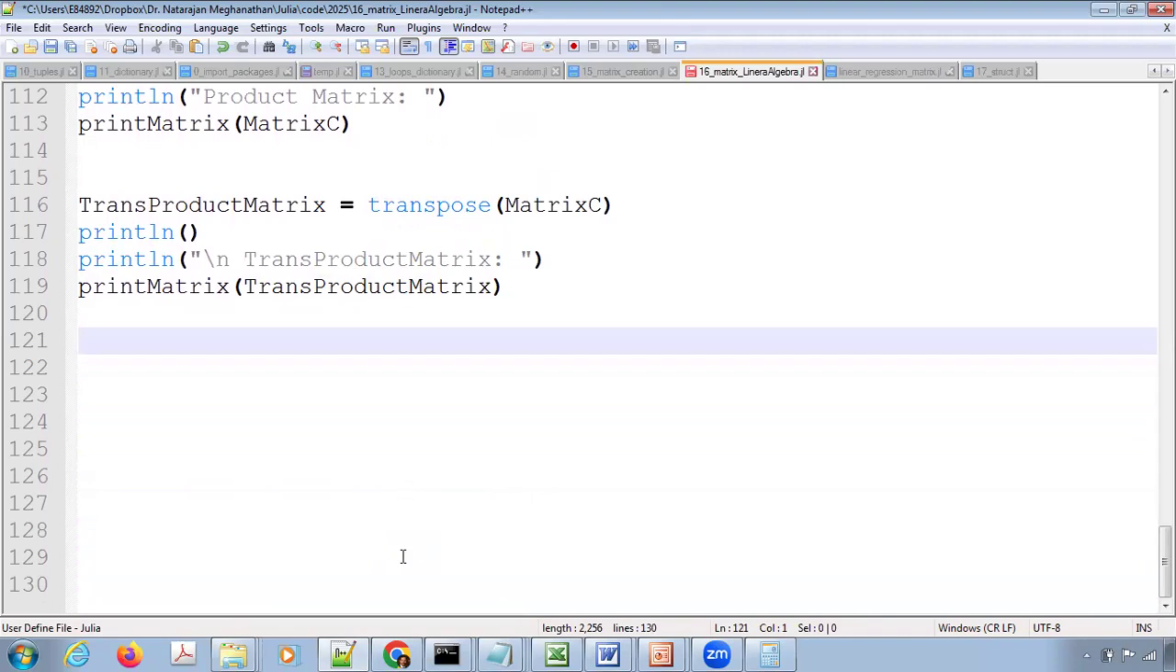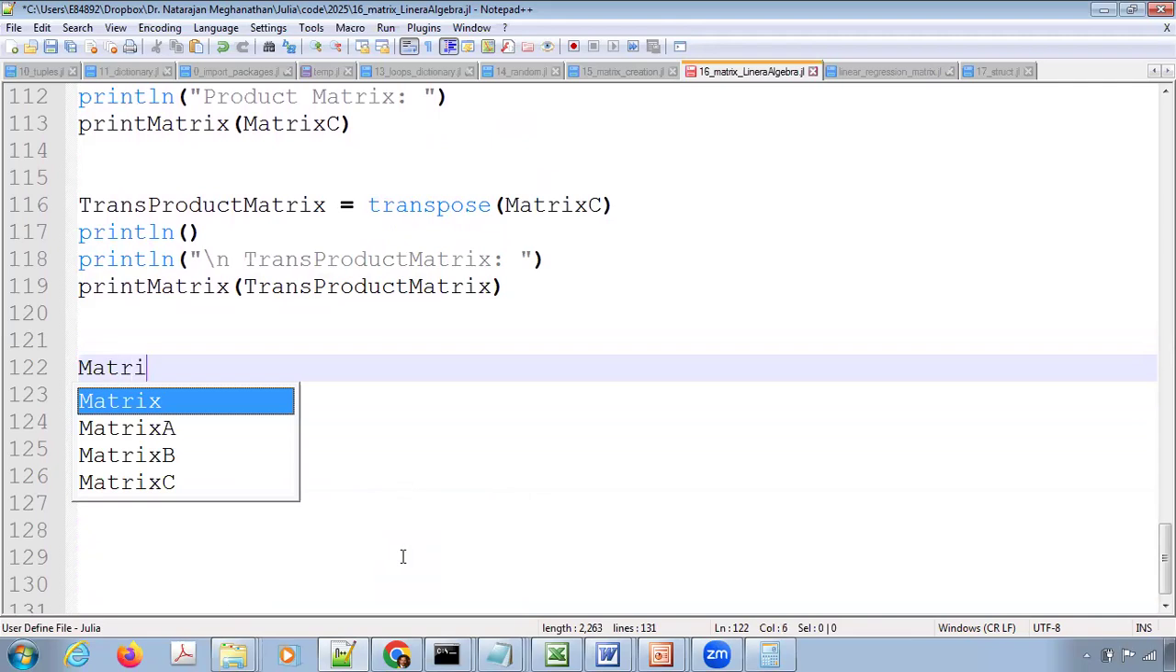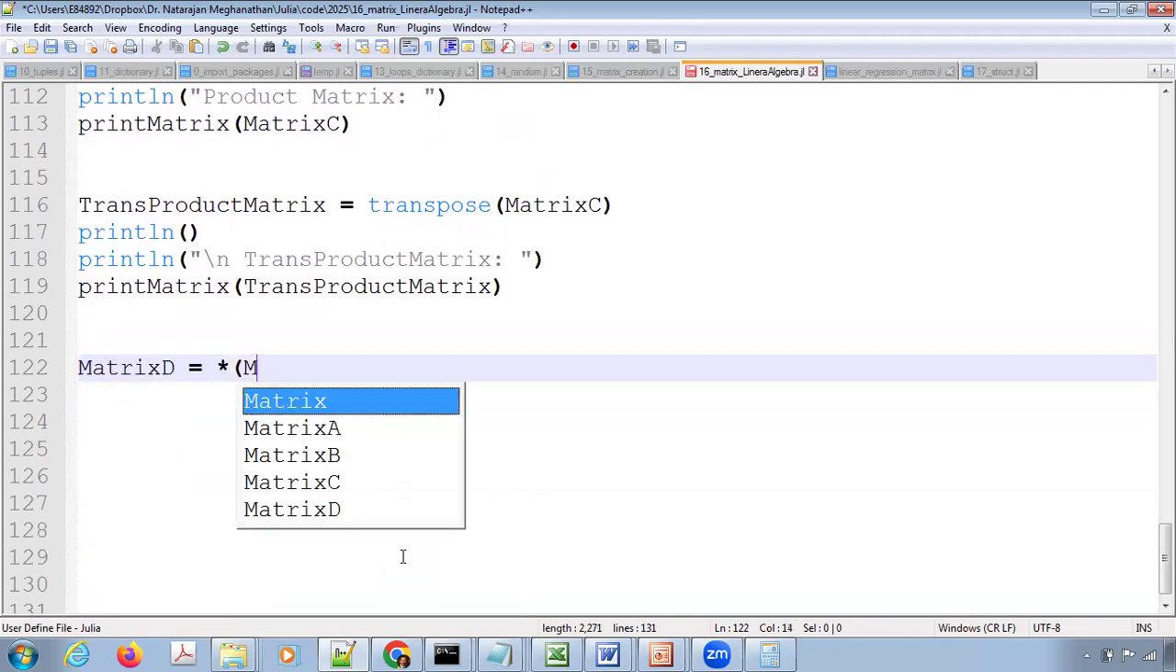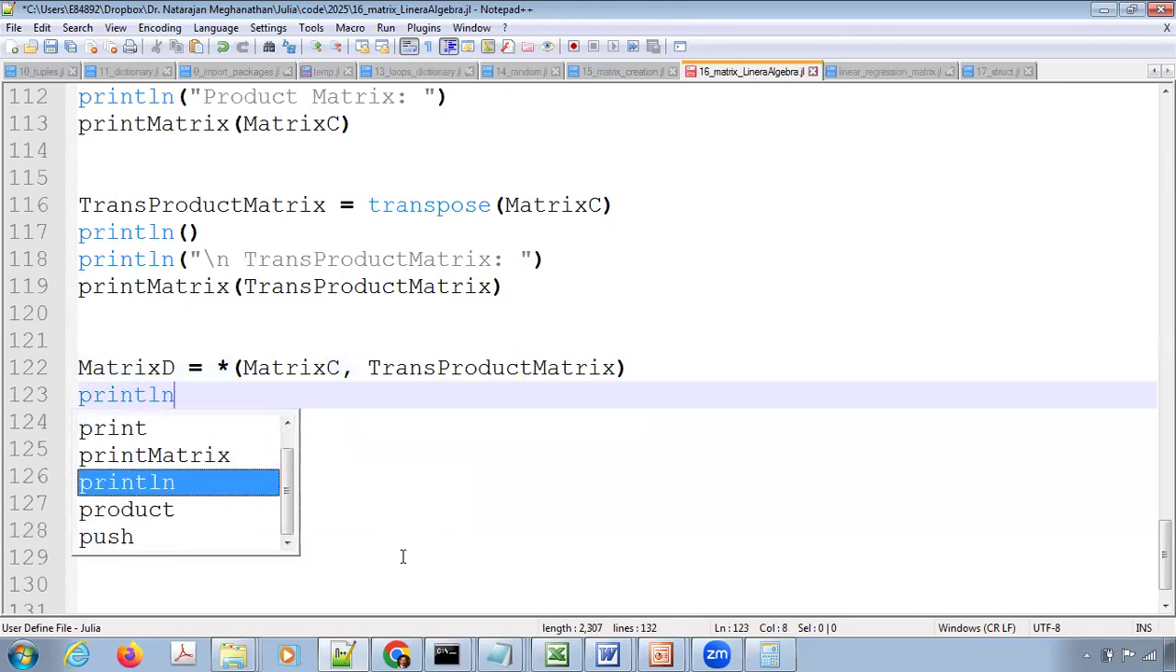And if you want, we can multiply the, no, we don't need to multiply that. Okay, let's just print the transpose. And since now, okay, we can multiply them. Let's multiply them. Okay, let's say it's matrix D. It's going to be the matrix C, that's the product matrix, multiplied with this transpose, which is this. And let's print that matrix D.